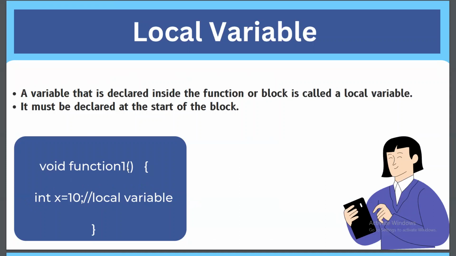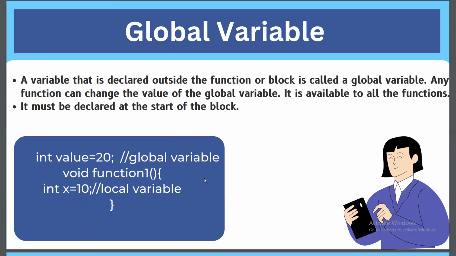We are just defining a function, that is void function1 parenthesis curly braces, and inside the curly braces the first line should be our local variable, int x equals 10. So this is the basic identification of the local variable.